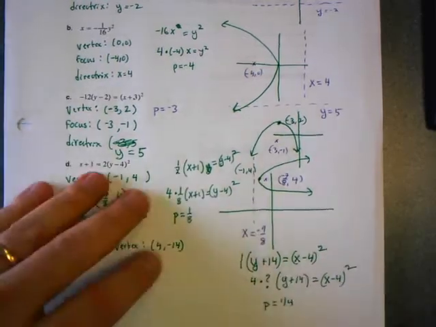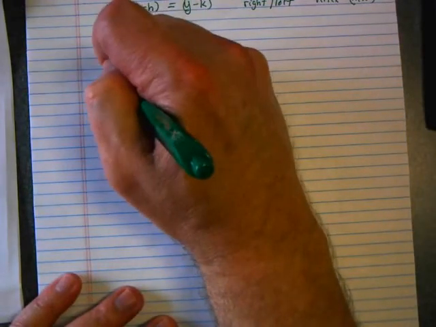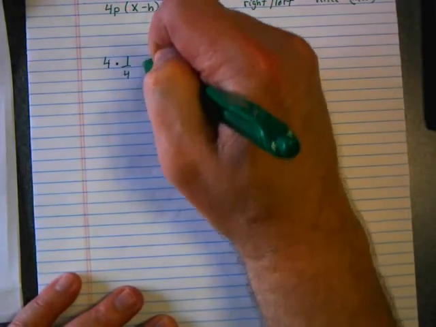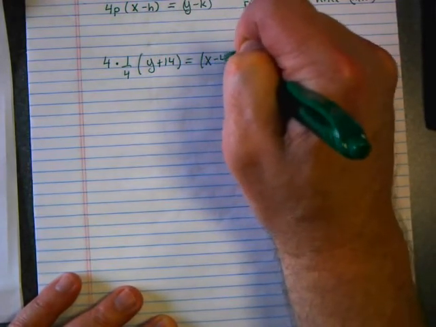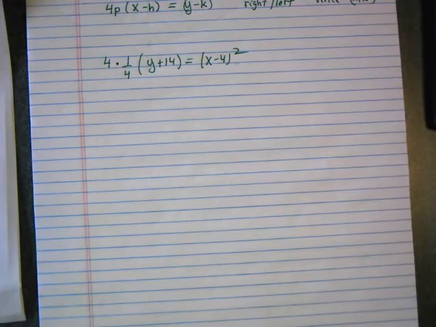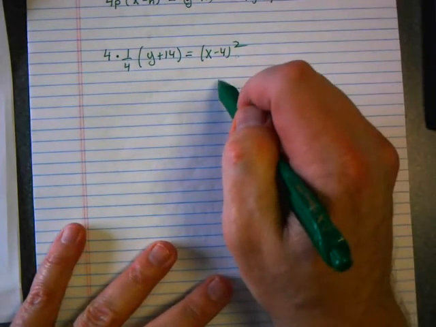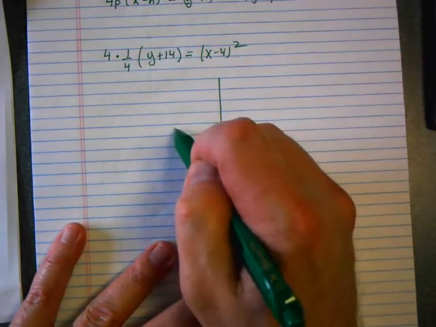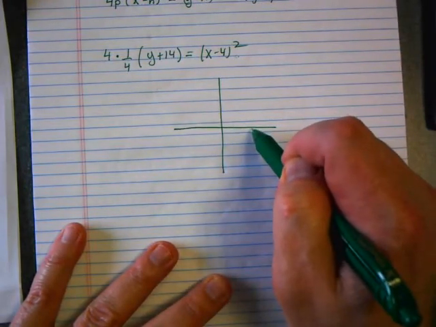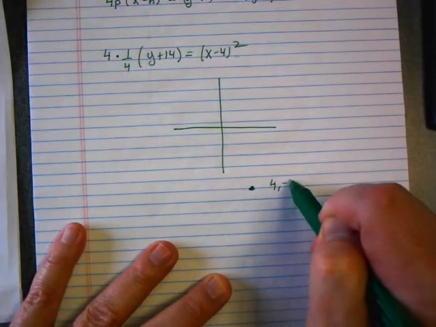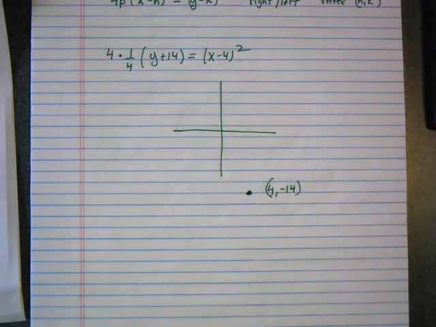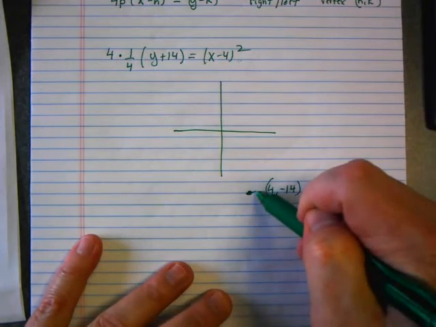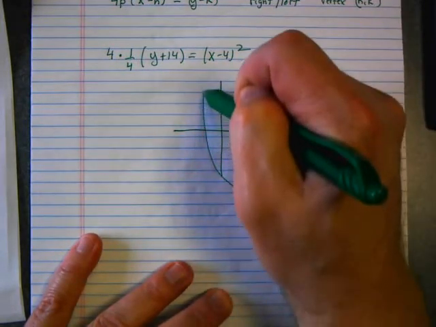All right, so I'm running out of room here. I'm not going to try to squeeze it in. We have our equation written as 4 times 1/4 times y plus 14 equals x minus 4 squared. So we decided that our vertex was at 4, negative 14, way down here somewhere. We said it opens up. It's that way.